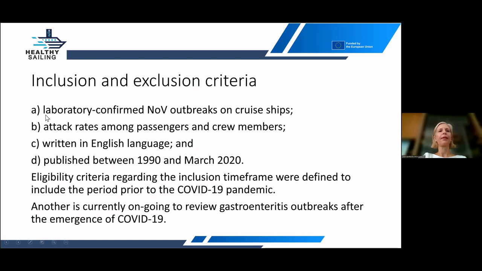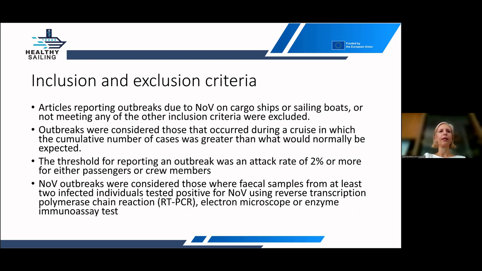The inclusion criteria were laboratory confirmed norovirus outbreaks on cruise ships, attack rates among passengers and crew members, written in English language and published between 1980 and March 2020. The eligibility criteria regarding the inclusion timeframe were defined to include the period prior to the COVID pandemic, and the literature review that is currently taking place in the framework again of Work Package 3 has covered the period after the pandemic, and is going to report the results after the pandemic.